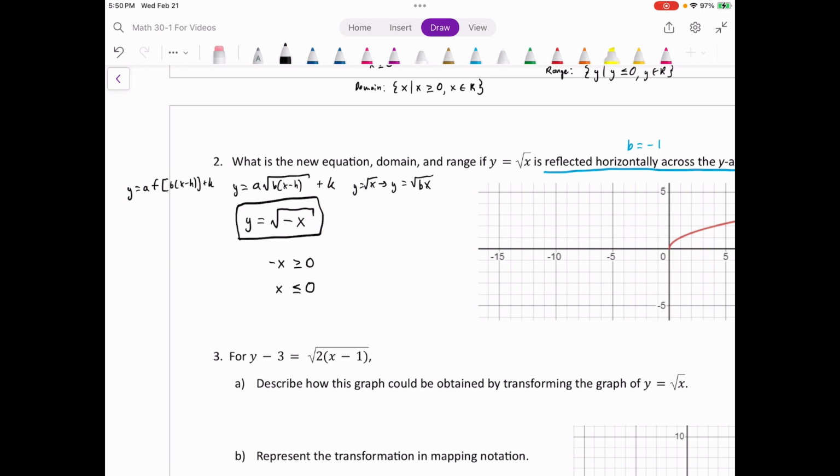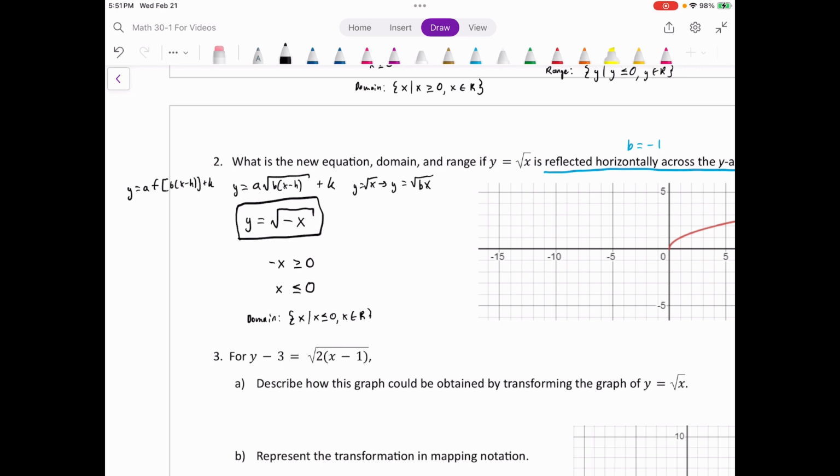Okay? Another way you could get to the same thing is add x to both sides. You'd have 0 is greater than or equal to x, and therefore x is less than or equal to 0. But that's our new domain. So now our domain is the set of all x's such that x is less than or equal to 0.